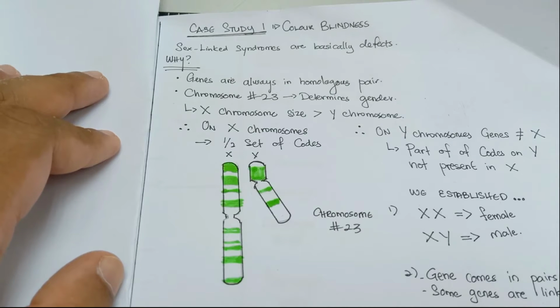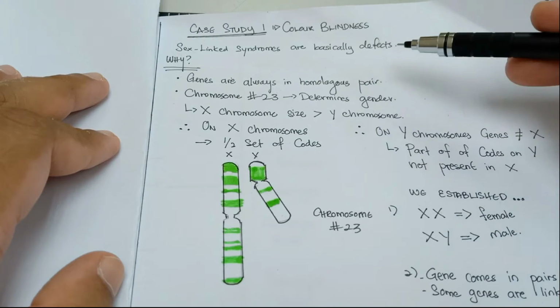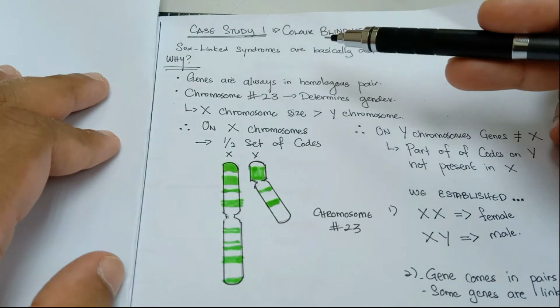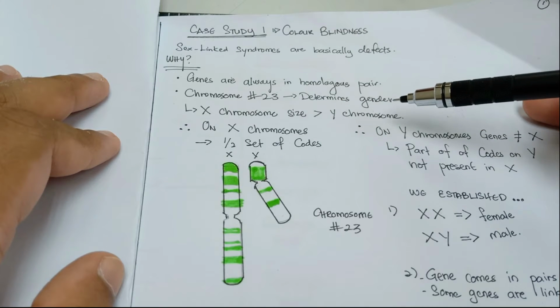Case study 1, color blindness. Color blindness and the other two diseases are sex-linked syndromes. These are basically genetic defects. Now, how do genetic defects occur in these case studies? We have to establish the fact that genes are always in homologous pairs, and for sex-linked syndromes, these defects will occur in chromosome 23, which determines gender.